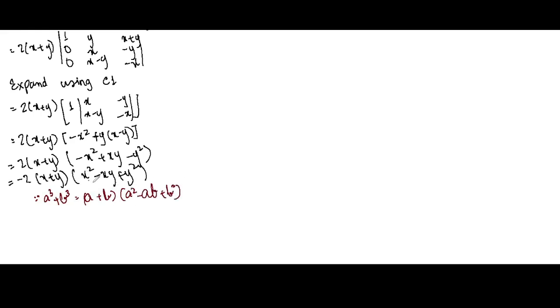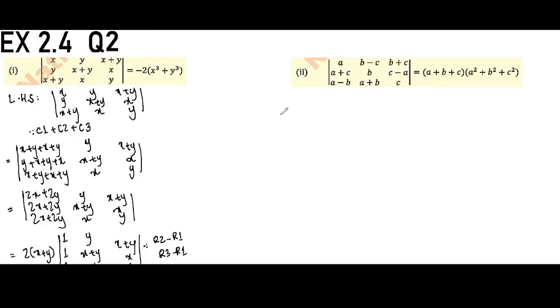Now put a equals to x and b equals to y, and we get the formula over here. So we are going to fill it in the next step. So minus 2 into x cube plus y cube, and this is our right hand side. So this is our second part. First of all, let's open the brackets of the right hand side.